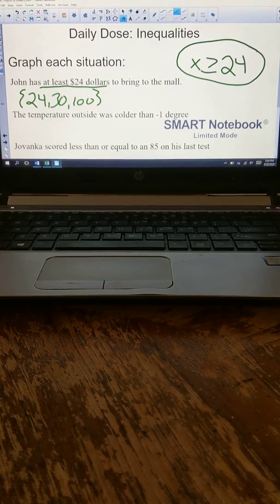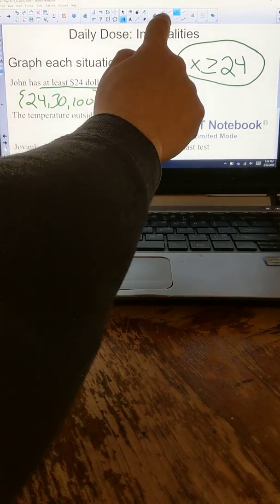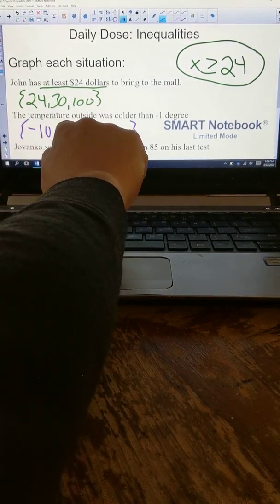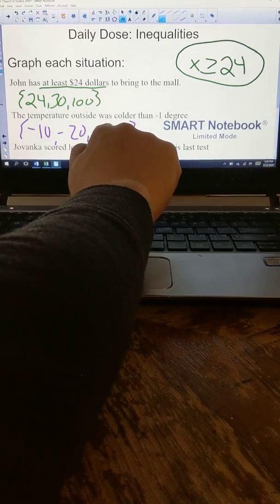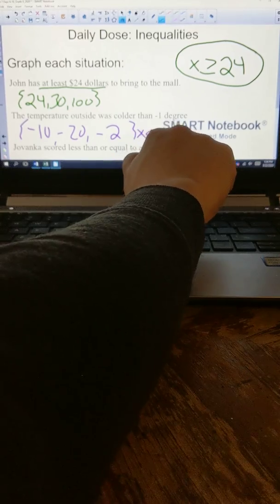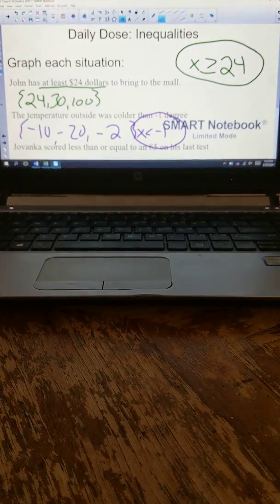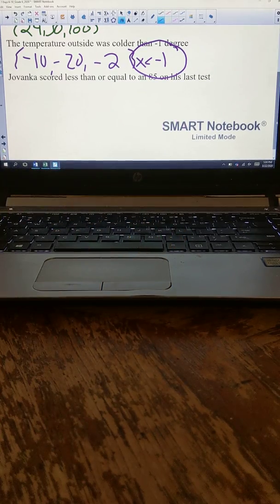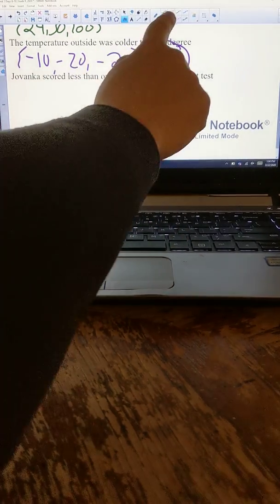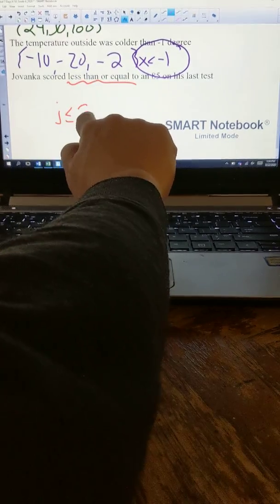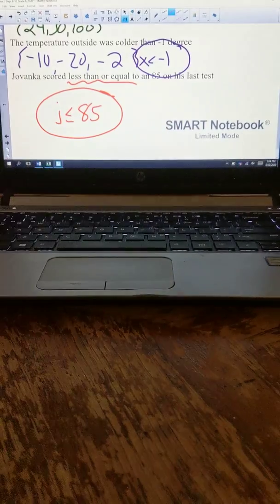Number 2, the temperature outside was colder than -1. Colder than -1. So like -10 or -20. Or -2 is colder than -1. Any number that is less than -1 will work in this inequality. And the third one, Javanka scored less than or equal to an 85. Well, the key is right in the words. This is a dead giveaway. Less than or equal. So Javanka's score was less than or equal to an 85.